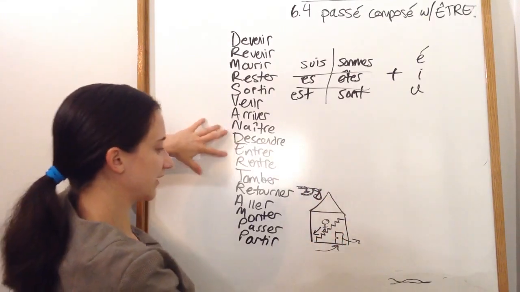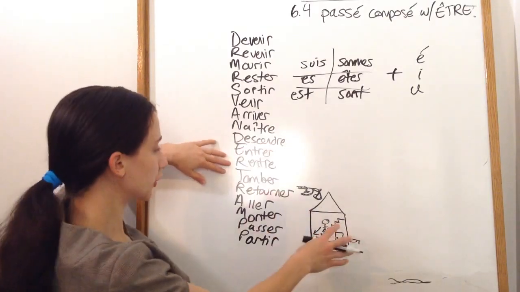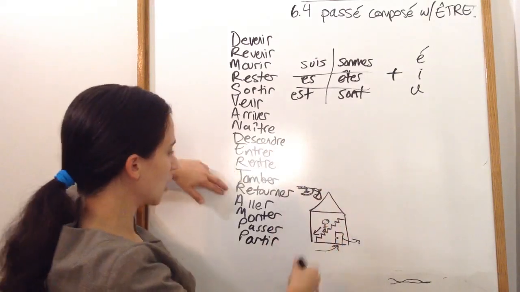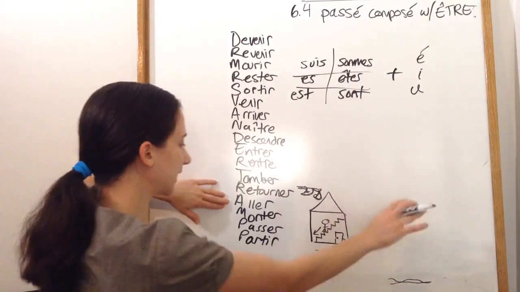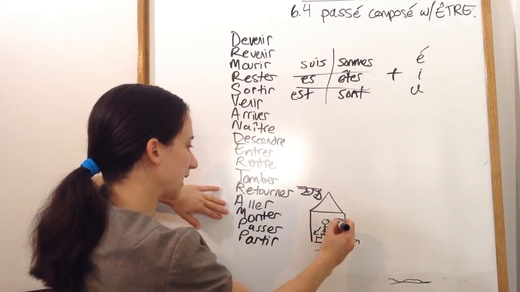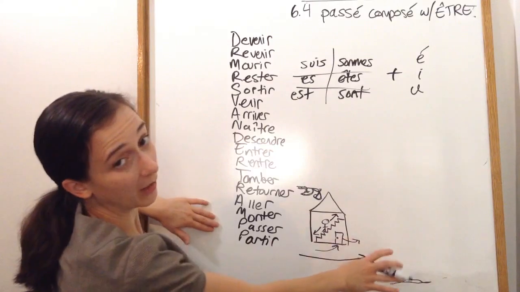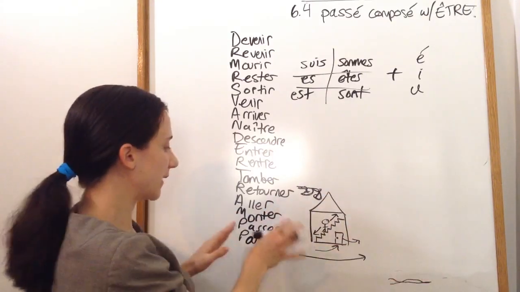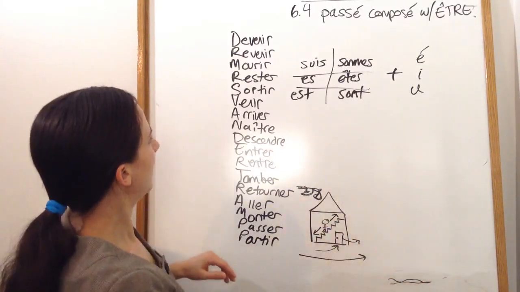Descendre, the person's going down now. Entrer, you enter into a house. Rentrer, you return to a house. Tomber, maybe this person is falling down the stairs in the house. Retourner, again they're coming back to the house. Aller, they're leaving, going from the house. Monter, now they're going up the stairs. Passer, they're passing by the house. It's a different passer: we have passer to pass the salt, to pass the pepper, and then we have passer where you pass by something. And partir, also you're leaving.